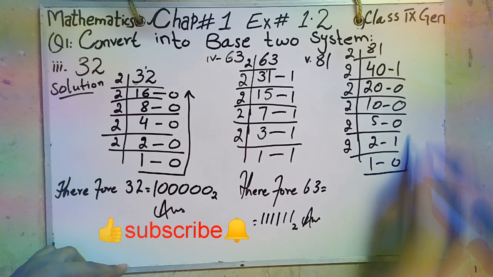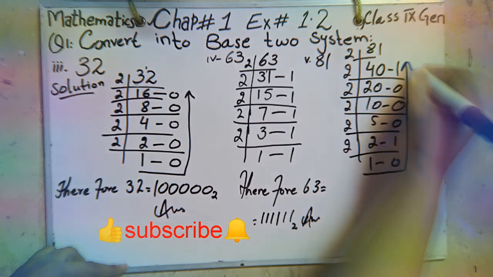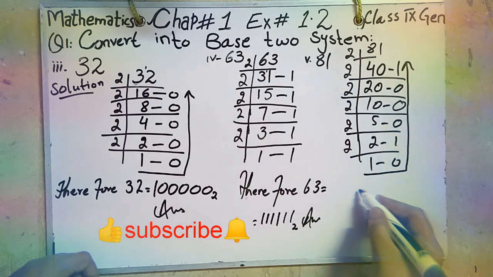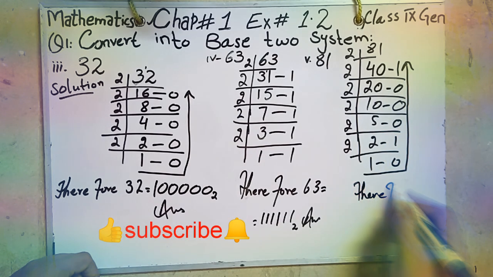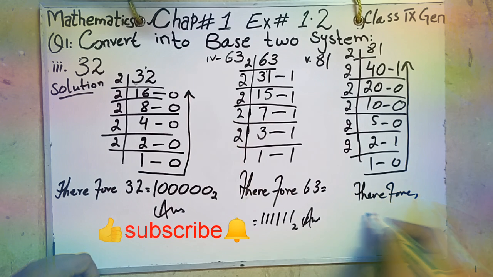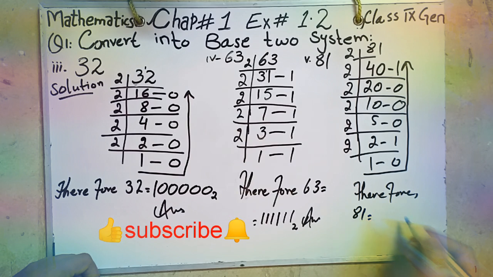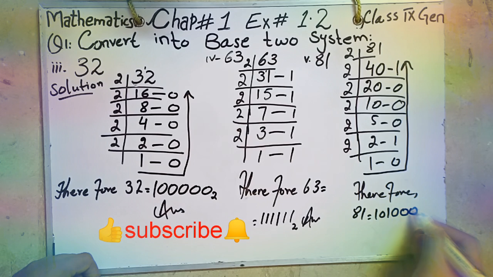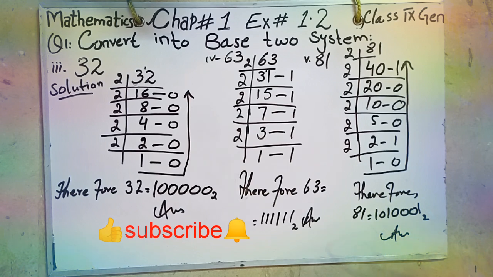1 0 1 0 0 0 1 would be the answer of 81. Equal to 1 0 1 0 0 0 1 base 2. Okay, put the base, it's necessary. Finish all 5 parts. Question number 1, exercise 1.2.